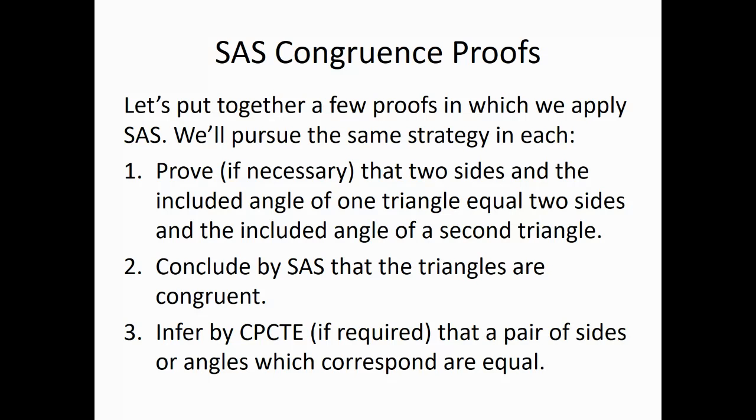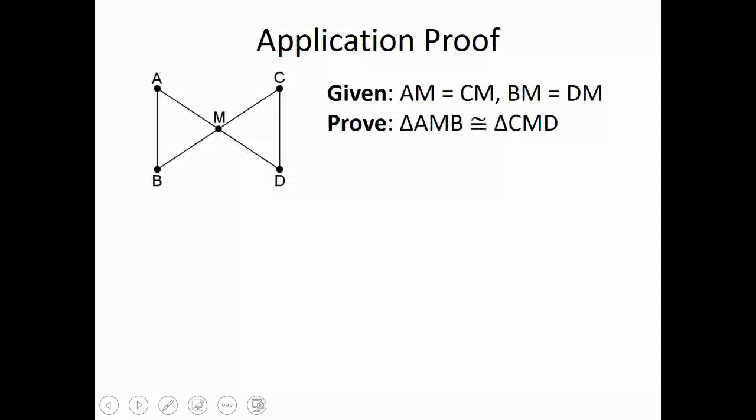First step, prove if necessary. Sometimes it's all in the given, and so it's not necessary, but it often is. Prove that two sides and the included angle of one triangle equal two sides and the included angle of a second triangle. Once that has been done, we may say by SAS that the triangles are congruent, and then, if necessary, depending on the proof, we may infer by CPCTE that any pair of sides or angles which correspond are equal to one another.